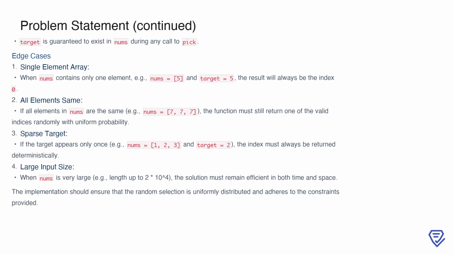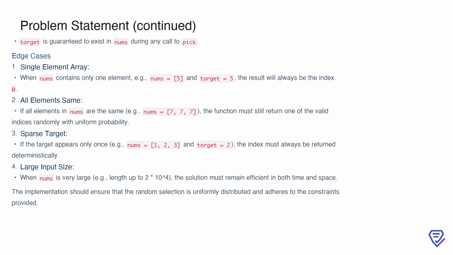There are also several edge cases to consider. For instance, if nums contains only one element, such as nums equals 5 and target equals 5, the function should always return the only available index, which is 0. If all elements in the array are the same, like nums equals 7, 7, 7, the function should still choose indices randomly and uniformly from 0, 1, 2.